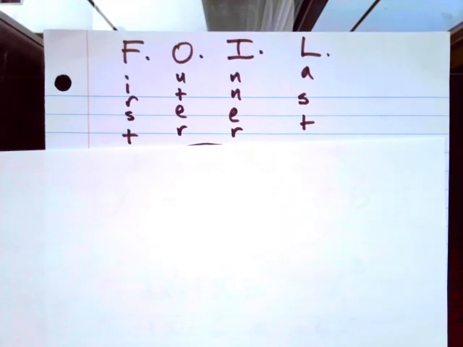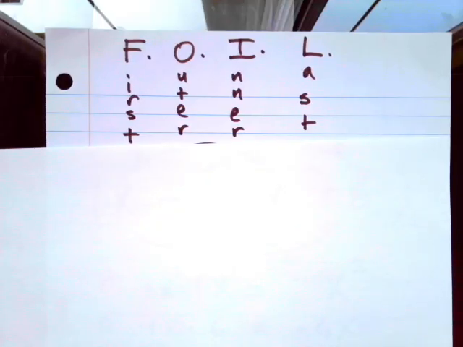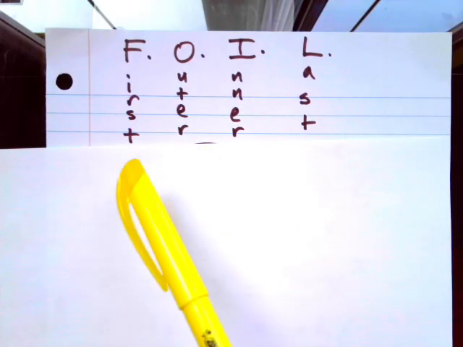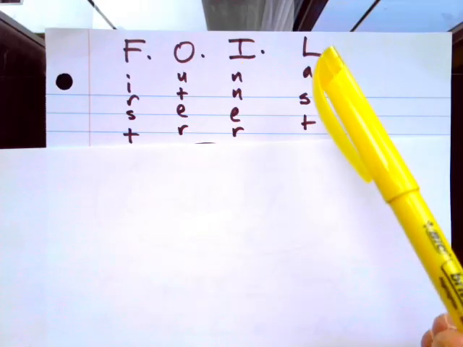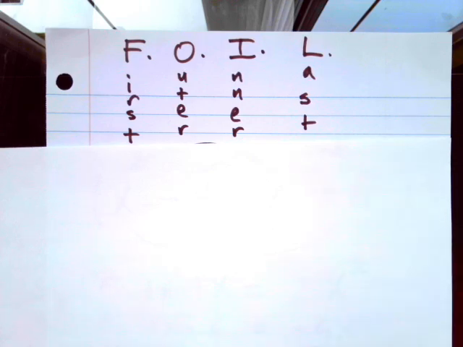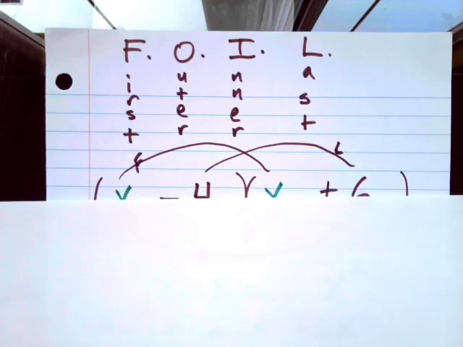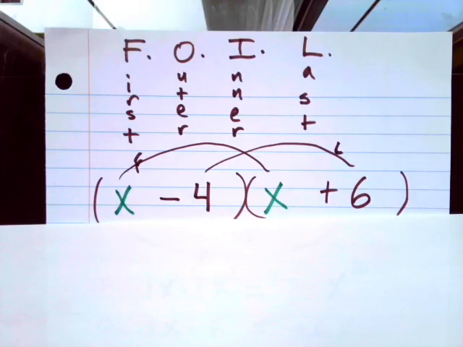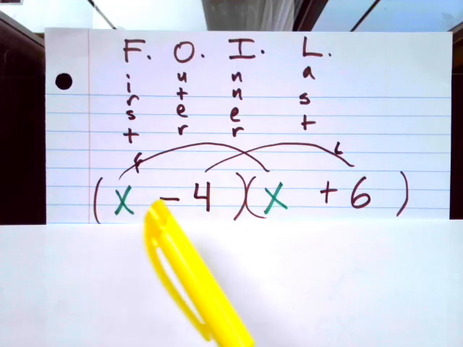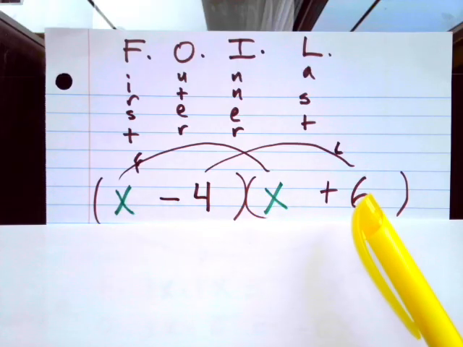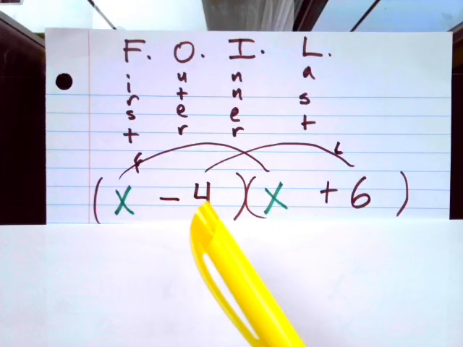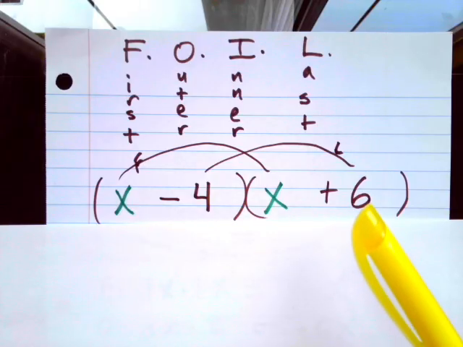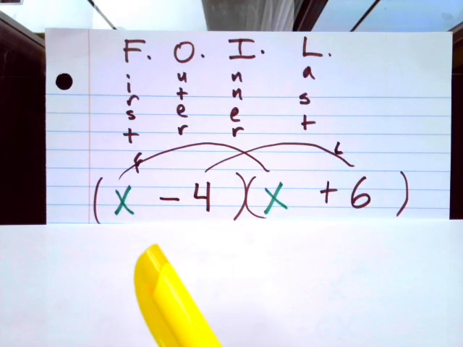FOIL. What does FOIL stand for? First, outer, inner, last. It's a way to remember what terms to multiply with what terms. Essentially, if you understand what the distributive property is, you're going to distribute this x times each of the terms. Then you're going to distribute, or another way of saying multiplying, negative 4 times both of those terms. That essentially is FOIL.